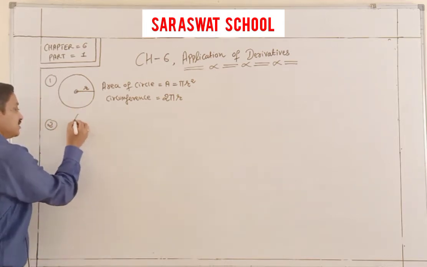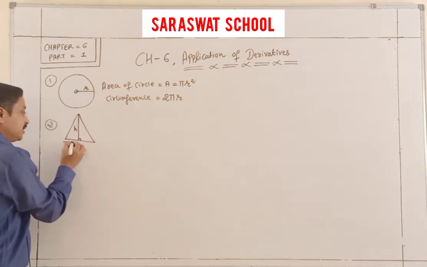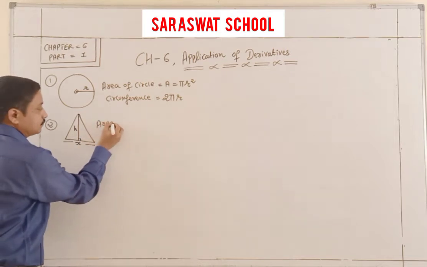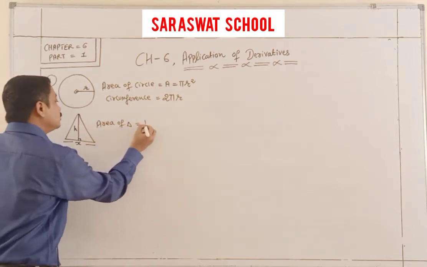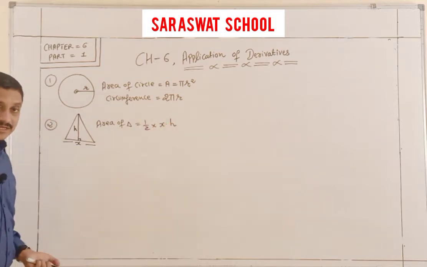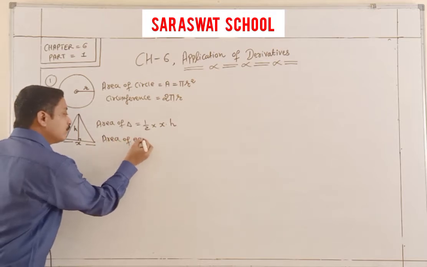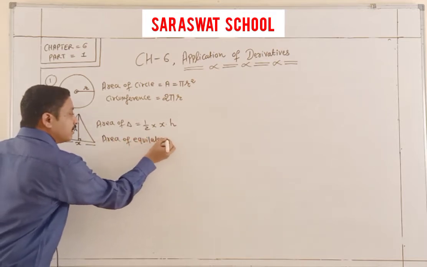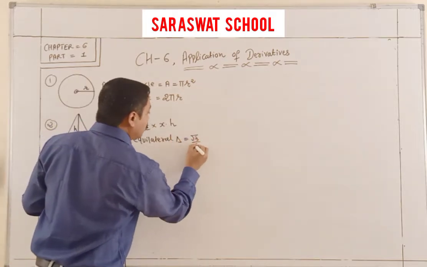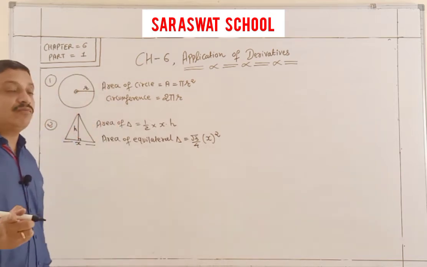Then after that, the triangle. In a triangle you know the height and the base. The area of a triangle is half into base into height. Correct. And for an equilateral triangle, the area is also utilized: root 3 by 4 side square, where the side is x.